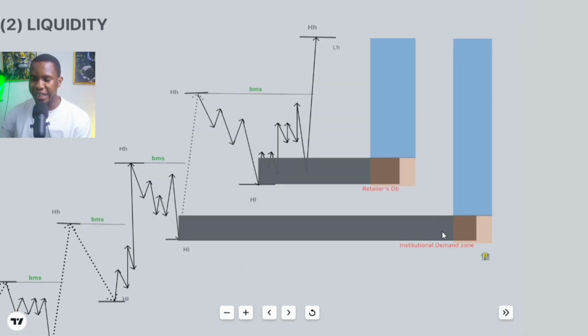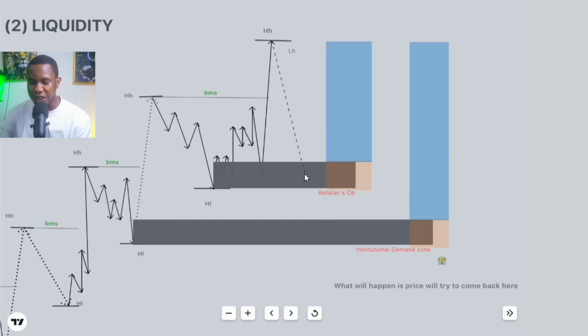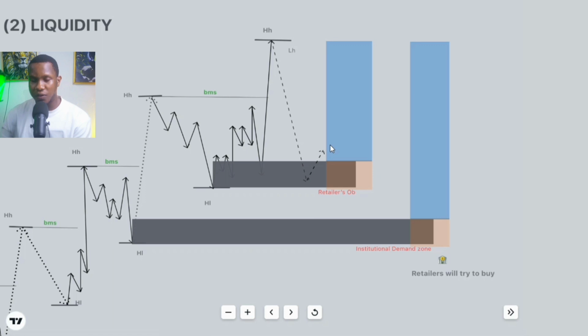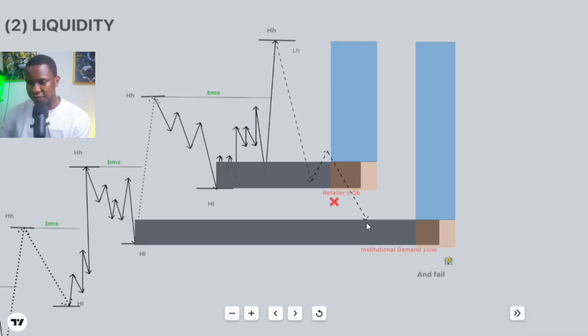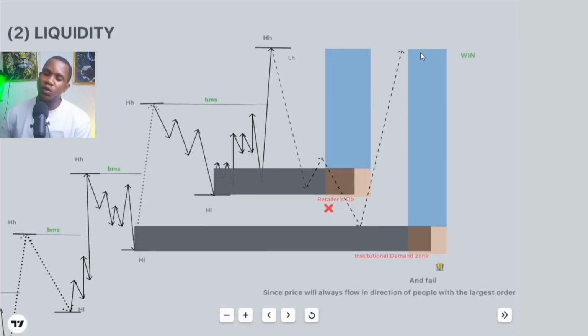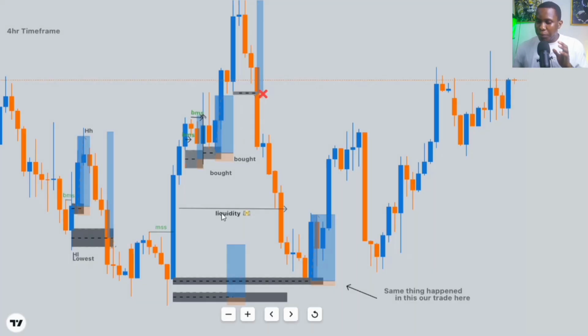That's why you want to enter at this institutional order block. Price action will come back to these retailers. They want to buy from their order block, and it fails and it moves in our direction. Same thing happened in this our trade that gave us a 1:10 RR, guys.